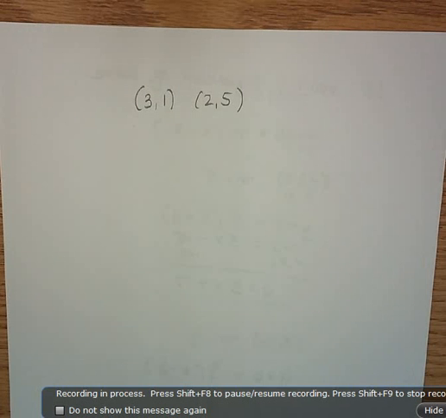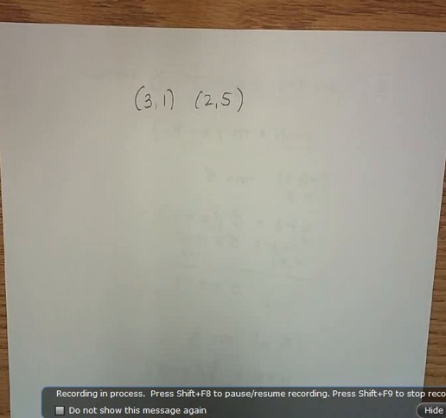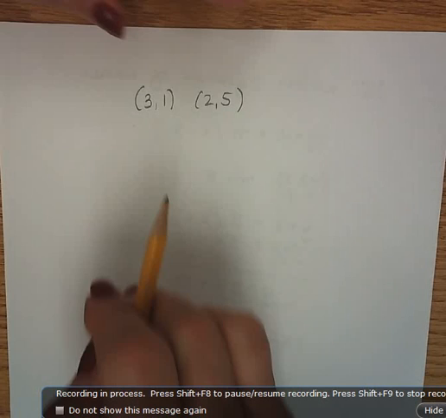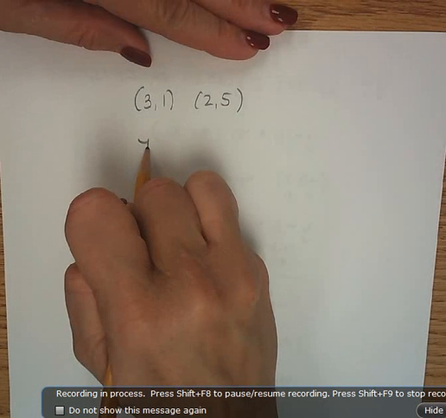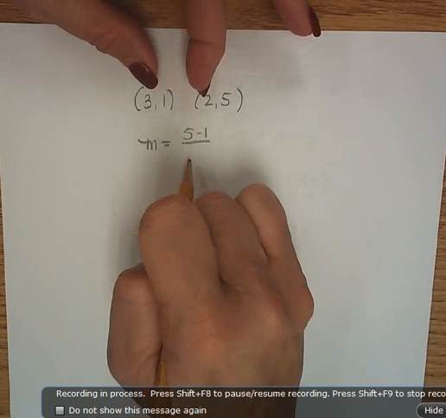So I can find my slope by subtracting my y's, subtracting my x's. So now I've got a slope. Doesn't matter which point you pick. I'm going to use the first one.